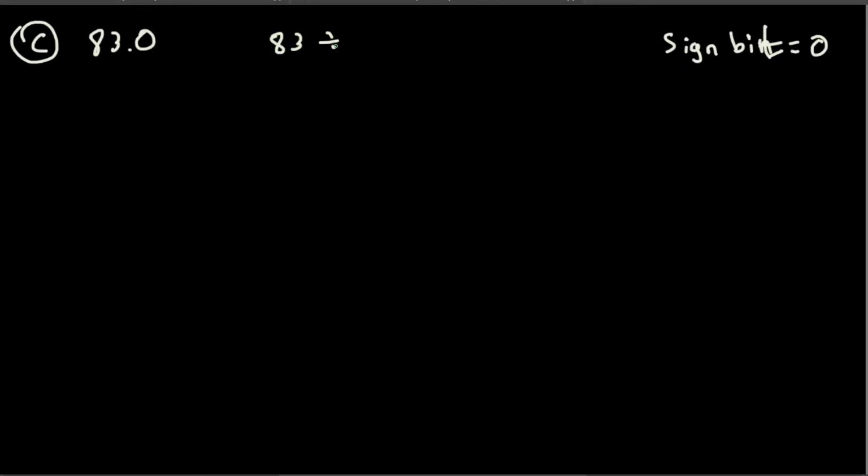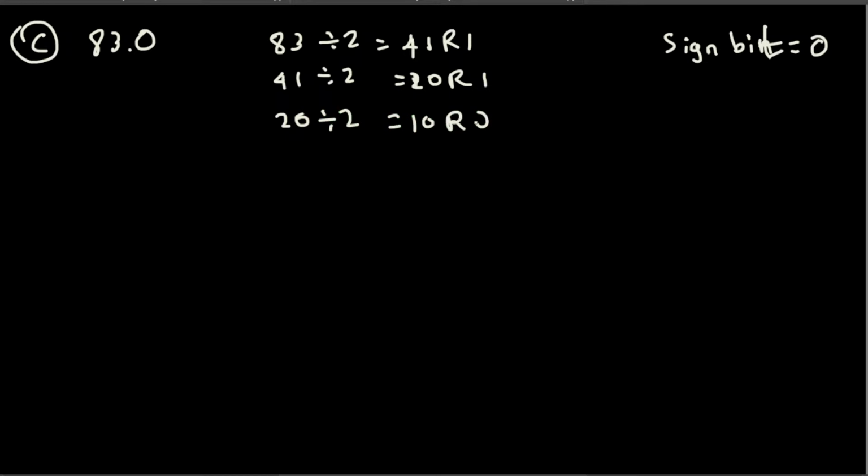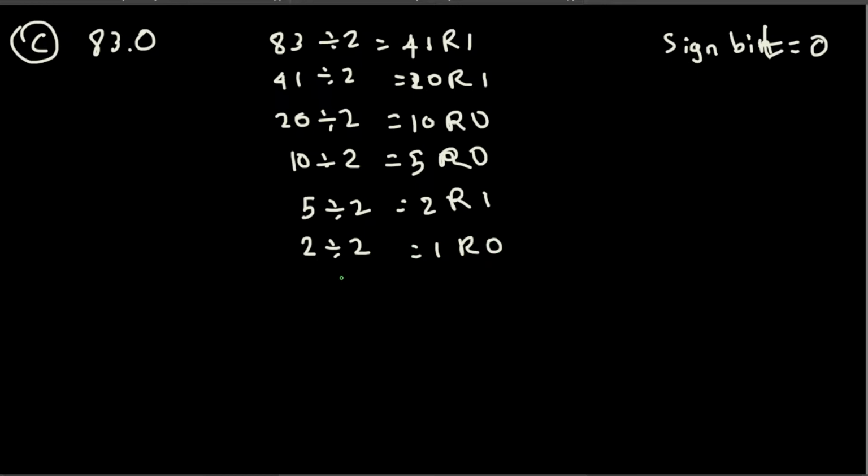So 83 divided by 2, that is 41, and the remainder 1. 41 divided by 2, that is 20, and the remainder 1. 20 divided by 2, that is 10, and the remainder 0. 10 divided by 2, that is 5, and the remainder 0. 5 divided by 2, that is 2, and the remainder 1. 2 divided by 2, that is 1, and the remainder 0. And then 1 divided by 2, that is 0, and the remainder 1. And then we go from bottom to top. This is 1 0 1 0 0 1 1.